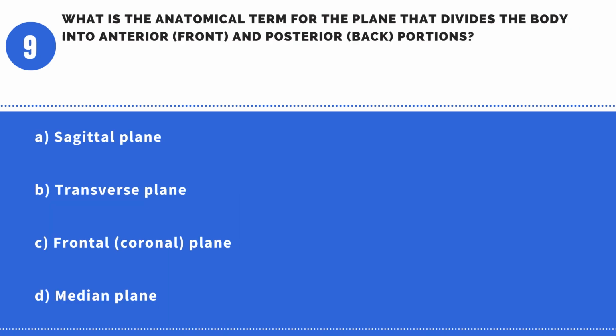Question 9. What is the anatomical term for the plane that divides the body into anterior, front, and posterior, back, portions? A. Sagittal plane. B. Transverse plane. C. Frontal, coronal, plane. D. Median plane.